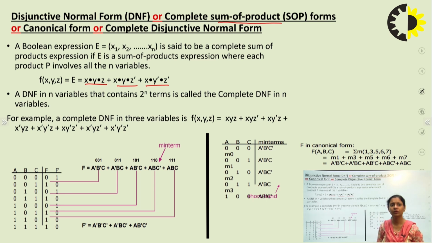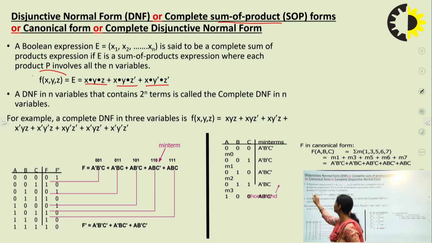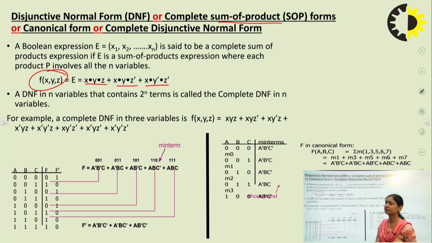When we add all those products together, we get a DNF form or the SOP form, the sum of the product form. For example, we have xyz, this is one min term, xyz complement is another min term, xy complement z complement is another min term. The sum of all these min terms gives us a function or an expression. So a Boolean expression E is said to be a sum of the product expression if E is a sum of the product expression where each P involves all the n variables.